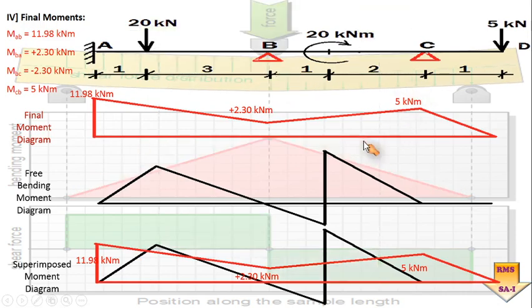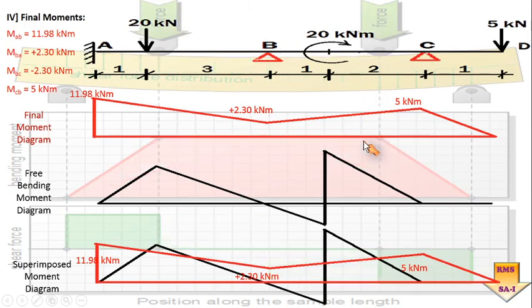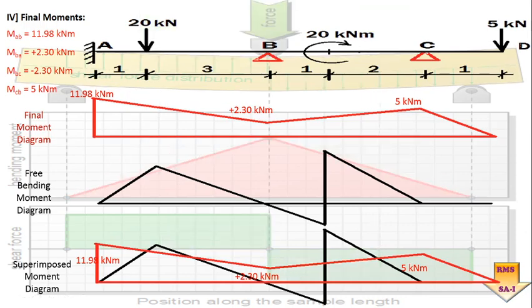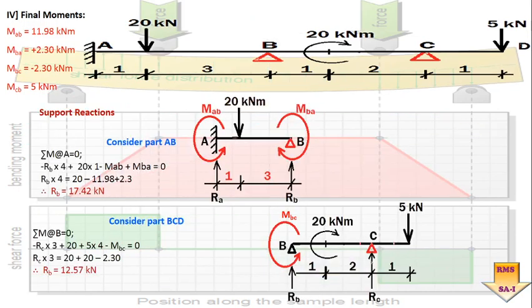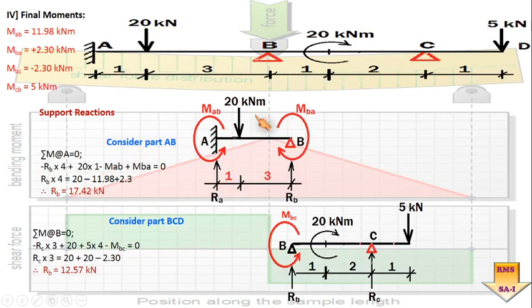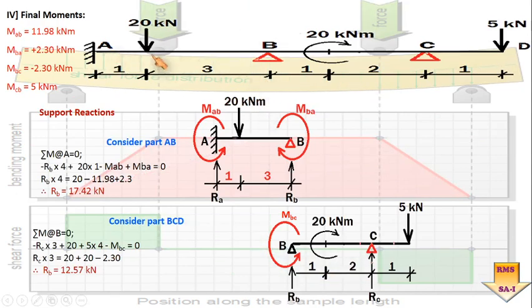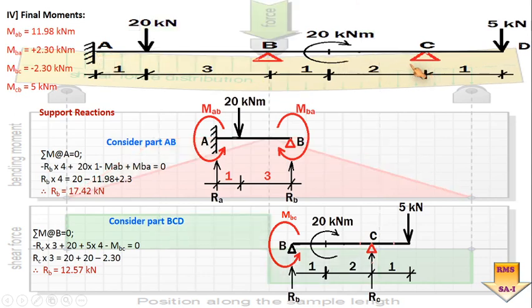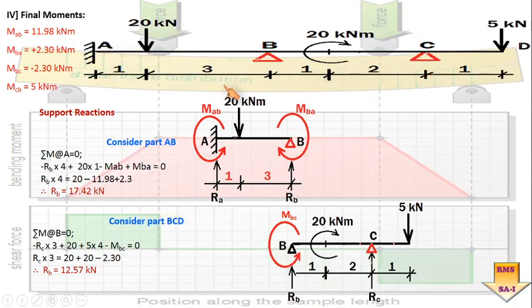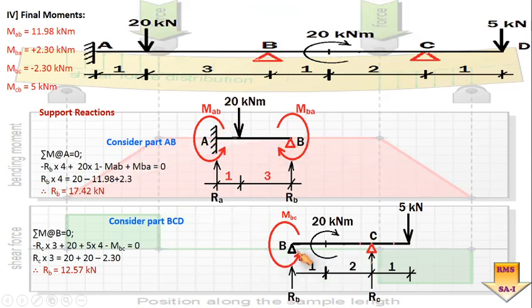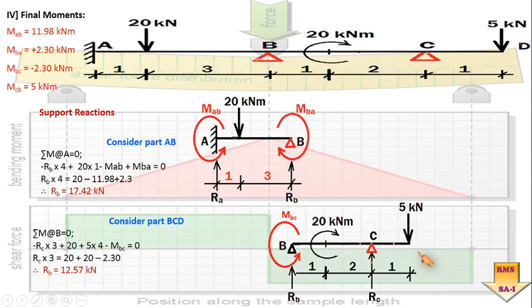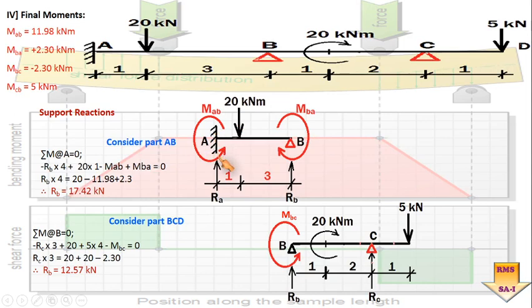Is it okay? So this is the sequence of analysis of any sort of problem by the moment distribution method. Now let us see how we can find out the reactions. As I have told you in the earlier videos also, whenever we have to find out the reactions for the continuous beam, we take an individual span one by one. So first I have taken AB and then I have taken the remaining part of the beam. Is it okay? So let us focus on the first so that we can find out the reactions.